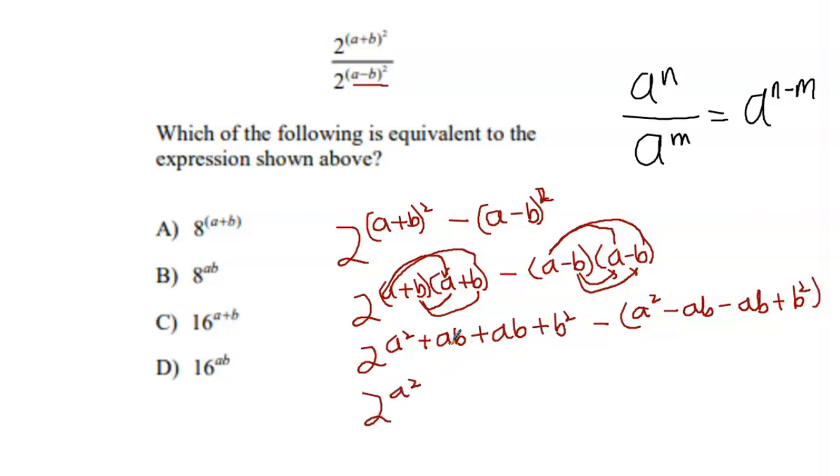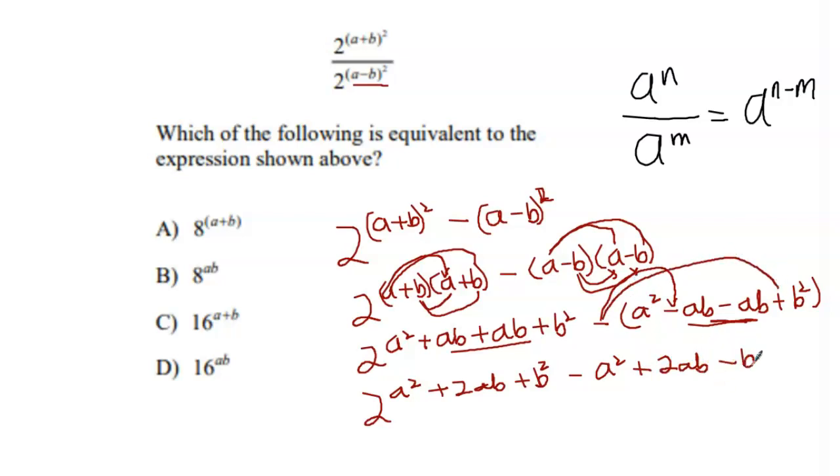Okay, your a squared, this becomes 2AB plus b squared minus a squared. This is going to affect that. But remember, this is going to be negative 2AB, so it's going to turn into positive 2AB. And then this will affect this one, minus b squared. This and this go away. This one and this one go away, leaving 2 and here 2, so it becomes 4AB.